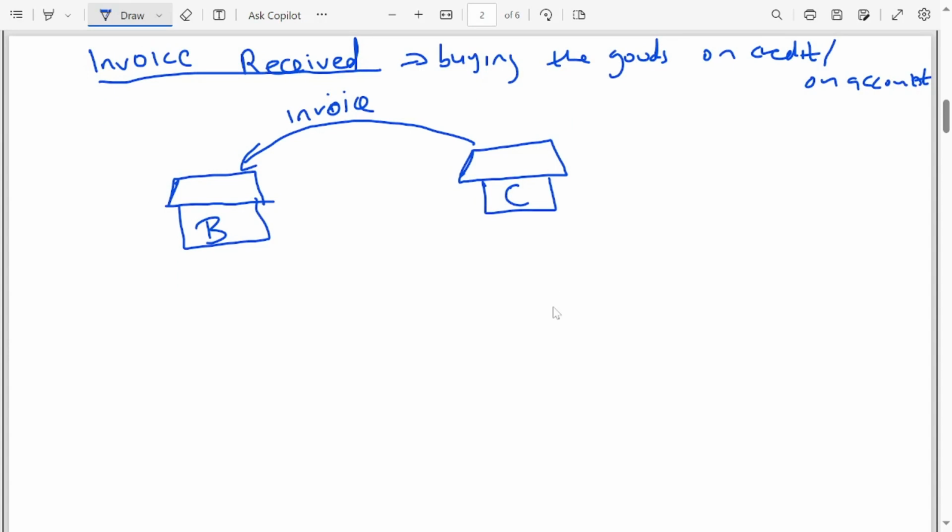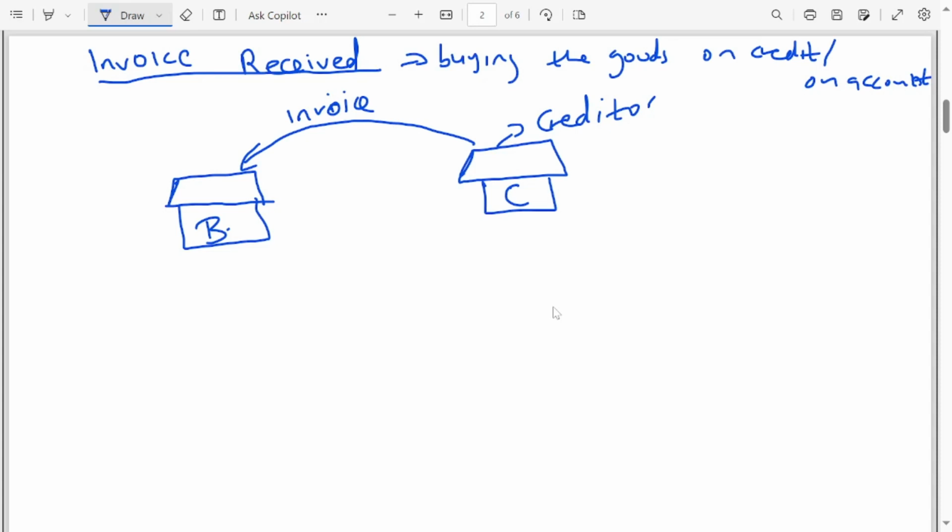So where do we receive this invoice from? We receive this invoice from someone who is called a creditor. Now, what is a creditor? A creditor is someone that a business owes money. So the business is owing the creditor. We are owing the creditor for buying the goods on credit from them. Right?